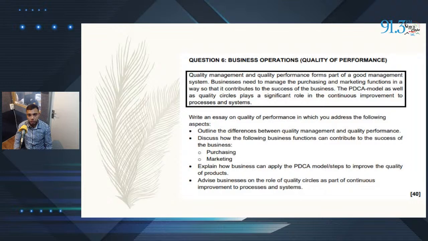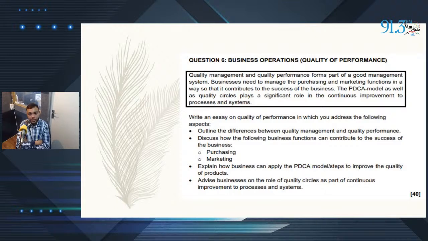So, operations essay, business operations, quality of performance. So, quality management and quality performance forms part of a good management system. Businesses need to manage the purchasing and marketing function in a way so that it contributes to the success of the business. The PDCA model, as well as quality circles, plays a significant role in the continuous improvement to processes and systems. What are you going to do here?